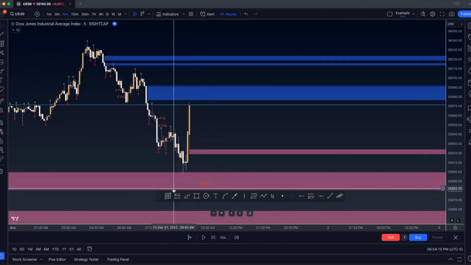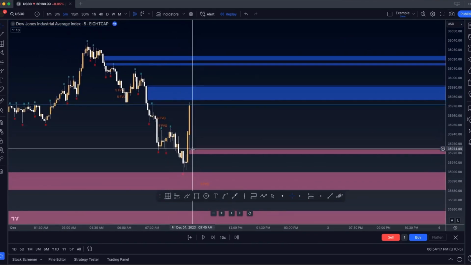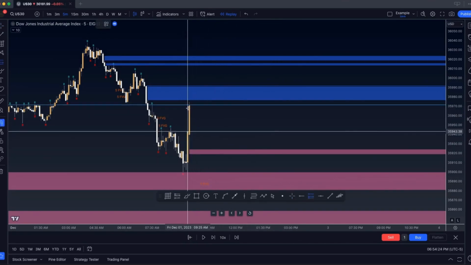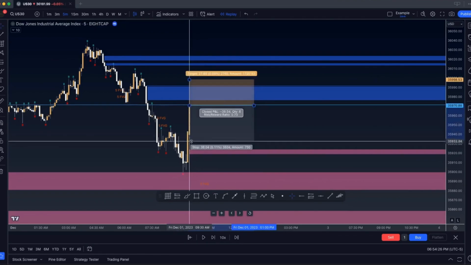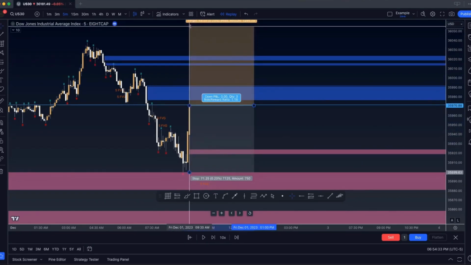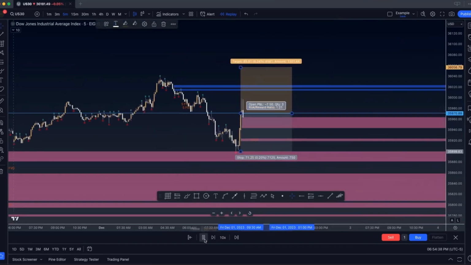Okay, it got broken. Now you could either wait for price to retrace down to this fair value gap, but since the momentum is so strong, I think I'm just going to enter from here. And I'm going to set my stop loss just under here. And then we're going to go for a 1 to 2. And let's let price play out.